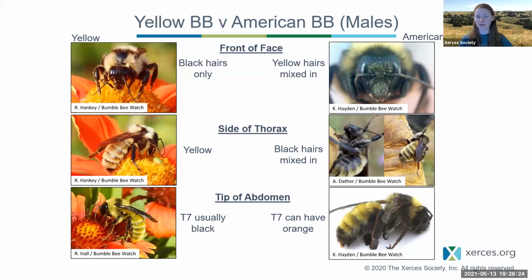And lastly, the tip of the abdomen. American bumblebees, the males will often have a small orange patch on the tip of their abdomen. So all the way down at T7, there might be some orange. So if you see that, make sure you take a photo of it so that we can confirm if it's a yellow bumblebee or an American bumblebee. And these things are all written down on the back of the ID sheet if you forget.